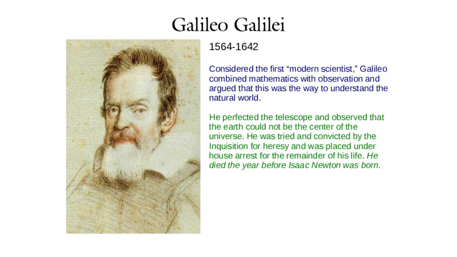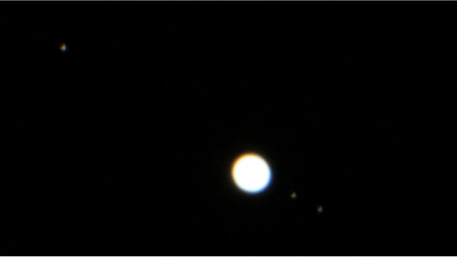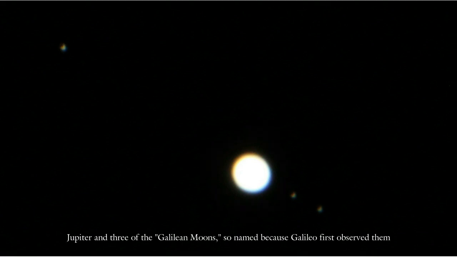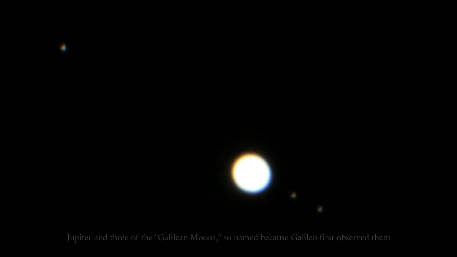Because he turned his telescope to Jupiter, and he realized that there were tiny little, he called them wandering stars, that seemed to orbit only Jupiter. They didn't go around the Earth, they went around Jupiter. And that broke immediately the idea that everything in the heavens goes around only the Earth. So he published this book on these wandering stars, and he became very famous as a result of these observations.